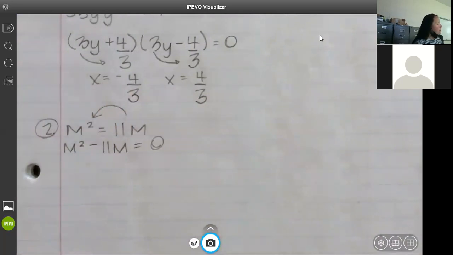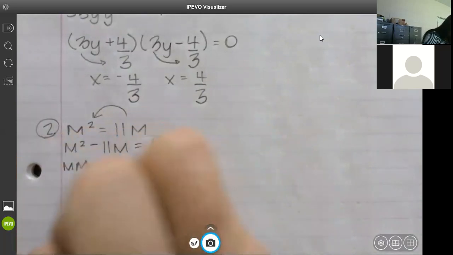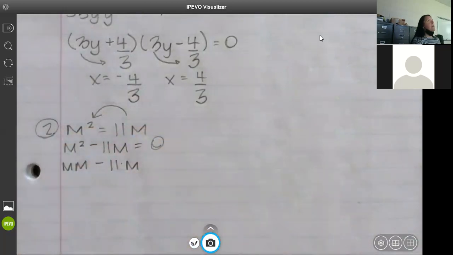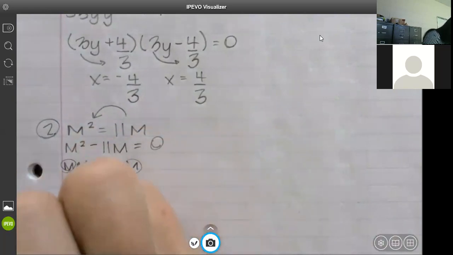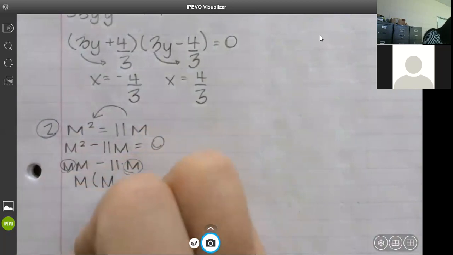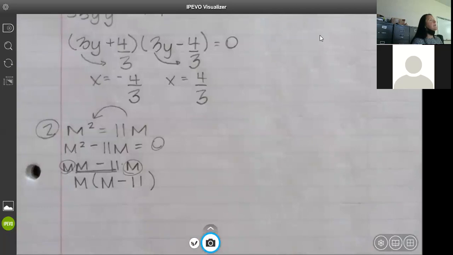Anytime we have 2 terms, we break it down. 11 will not break down. So I have mm and 11m. Not pairs, but it does have a GCF. What's your GCF? M. So I'm going to take the m out. And that leaves m minus 11. You literally write down what you see, guys. M minus 11.